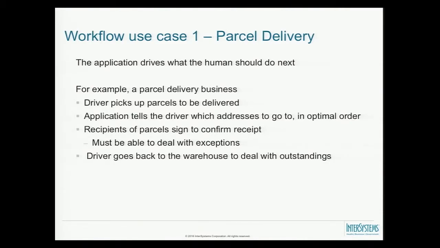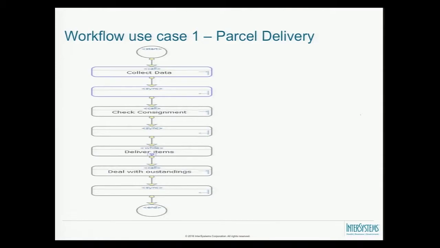So the delivery person then will check to make sure that the materials match the manifest, and they'll go away and deliver all the items. And then ultimately, they'll come back to the warehouse with items which they couldn't, for whatever reason, deliver, and then they'll have to deal with those. And this looks a little bit like this in terms of a flow chart.